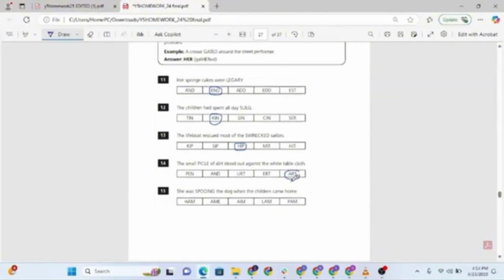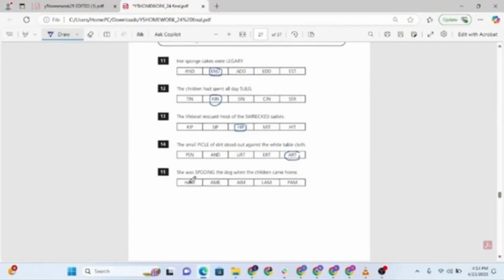Question 15. The correct answer is the word ham. This is because the capitalized word SPOOING has had the letters H-A-M removed from the correctly spelled word shampooing. When we insert the letters H-A-M into spooing, we form the word shampooing.